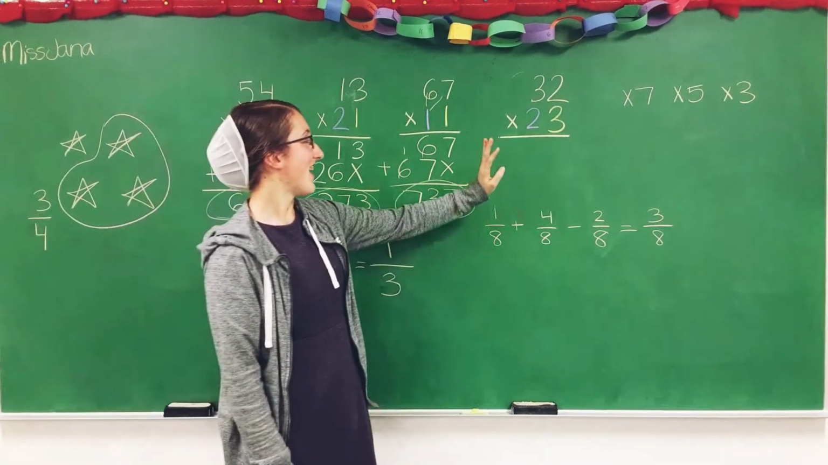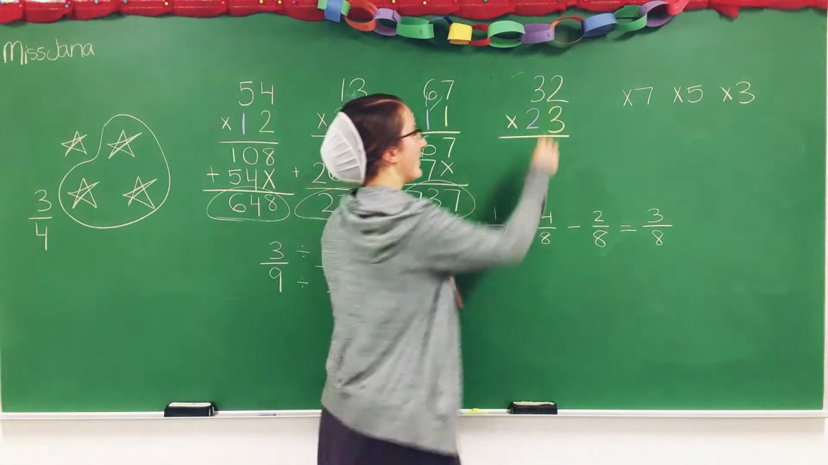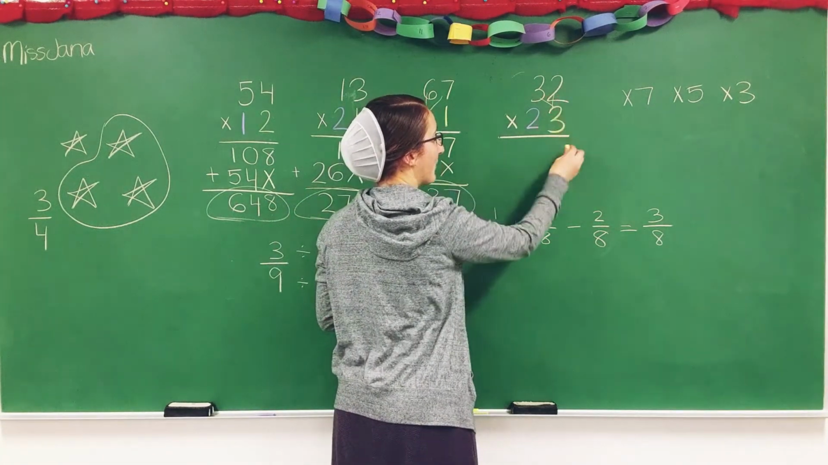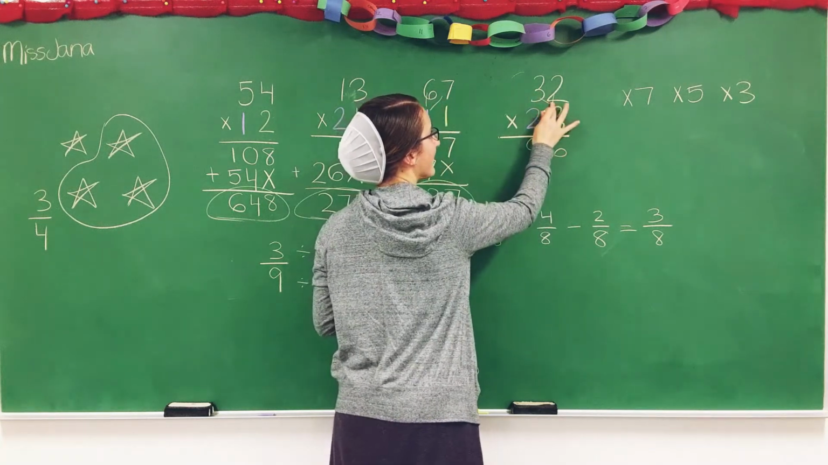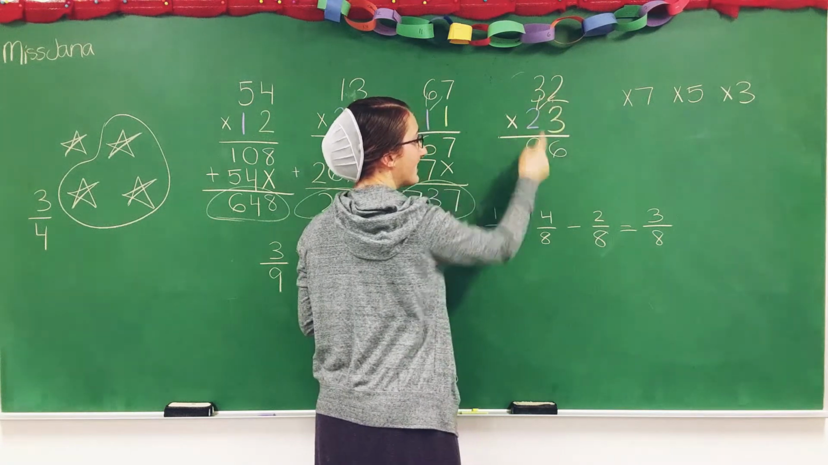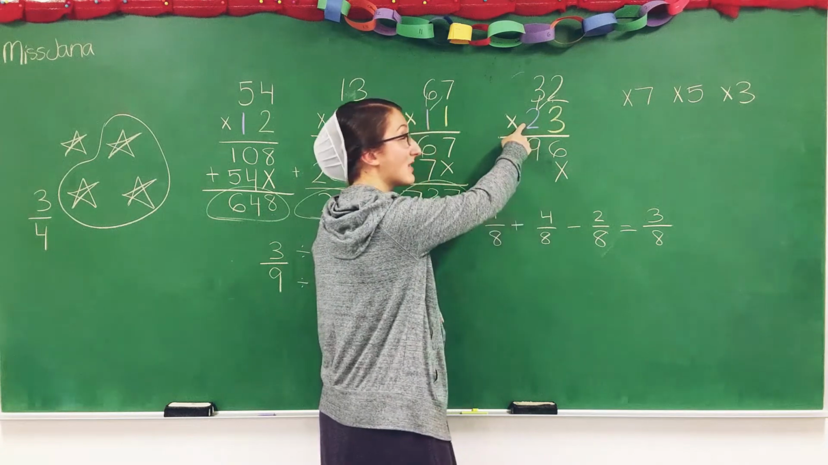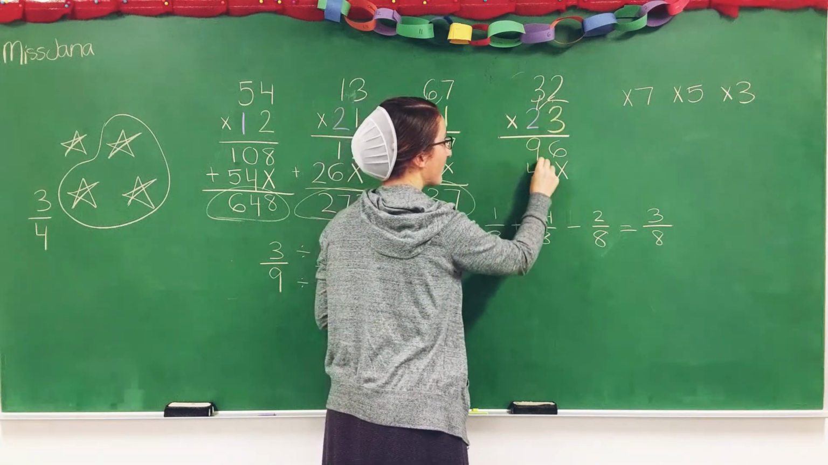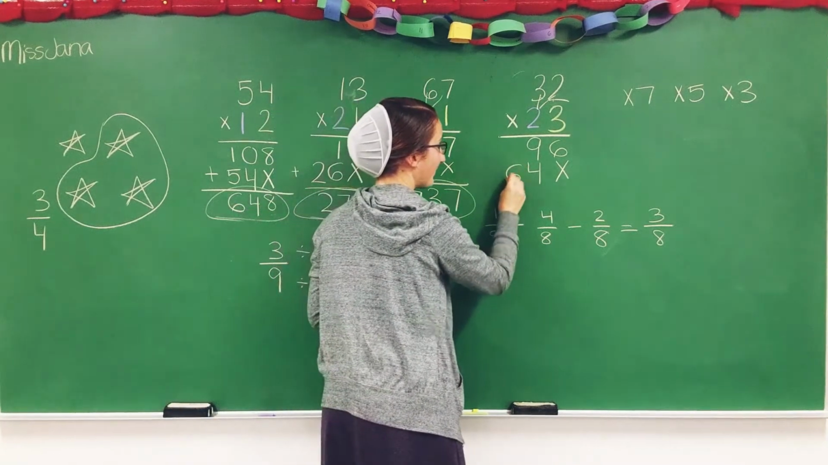Alright, and then we have one more. So let's do the first step, which is 2 times 3 is 6, 3 times 3 is 9. Alright, so we did the first step. Now we're going to do the second step, where we times by the tens place. So let's put an X in the ones place, because we're timesing by the tens place. 2 times 2 is 4, 3 times 2 is 6.